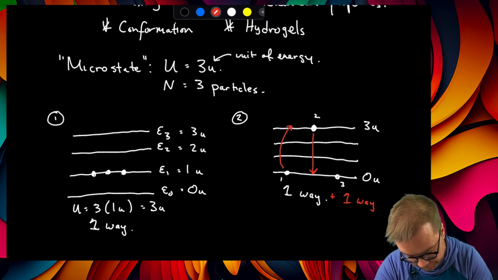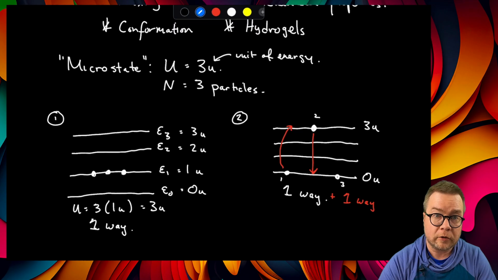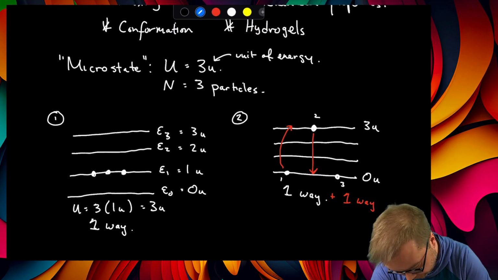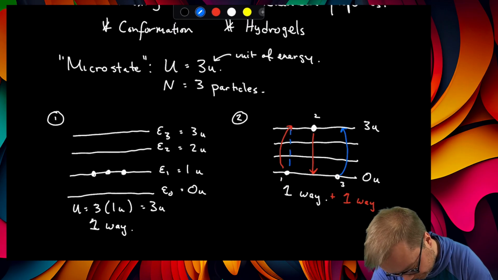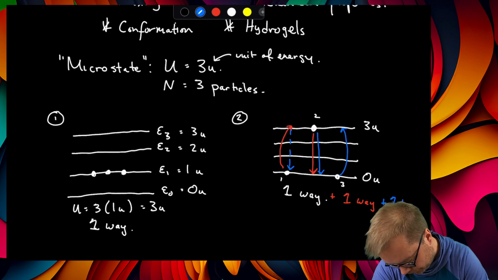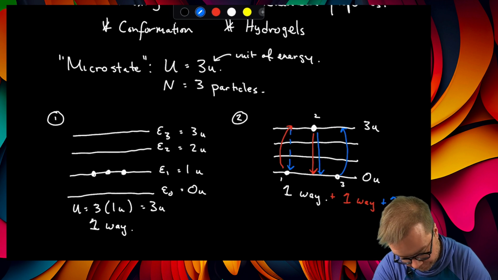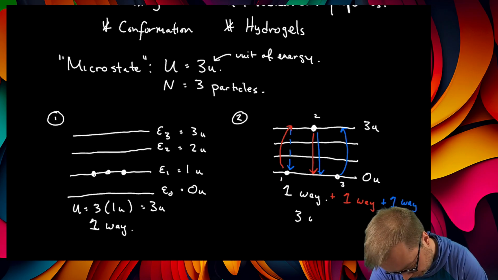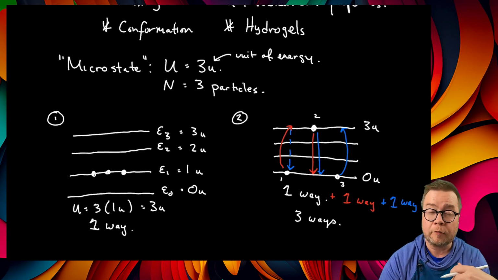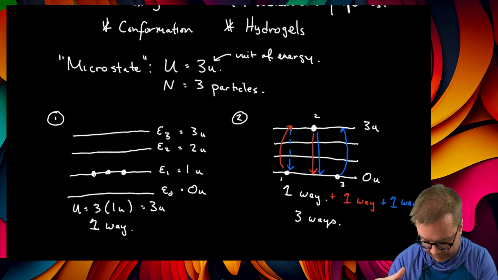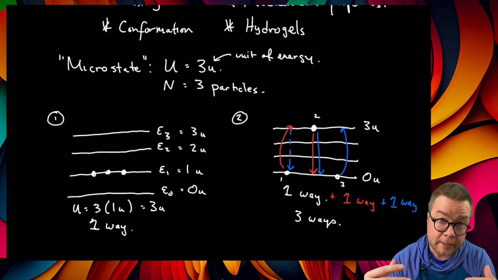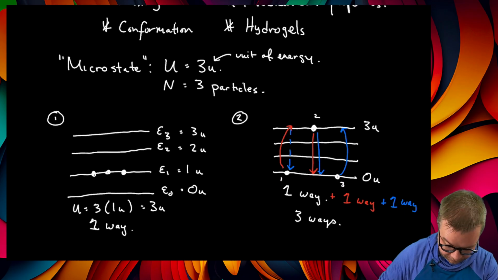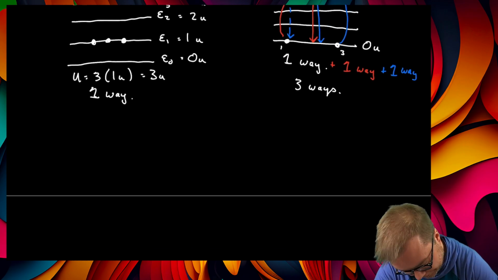And the other way that I could do it is I could move that third particle to the top energy level and move the other one down. So I could move this one up here, keep this one down here, and keep this one down here. And so I'd have plus one way of doing that. Right? And so the end result is that there are 3 ways that I could do that. In other words, there are 3 microstates in that kind of configuration that give rise to that total internal energy of 3U.